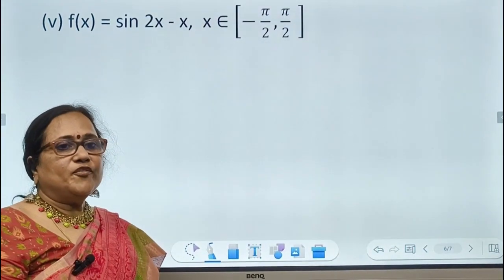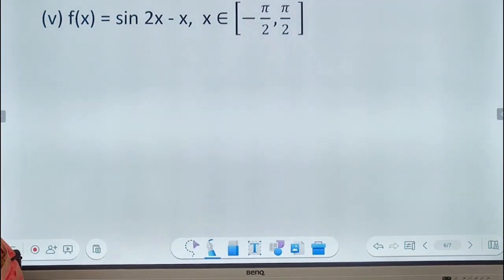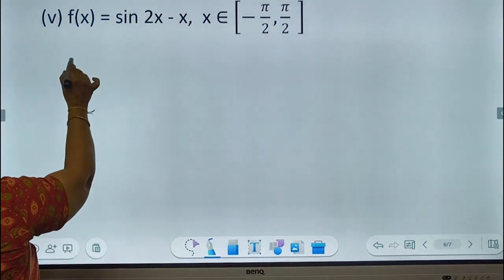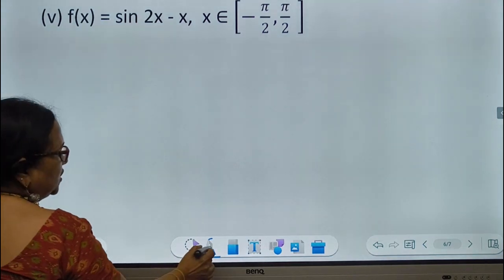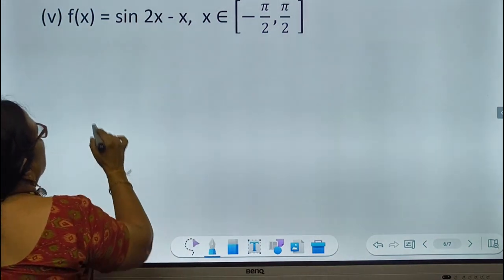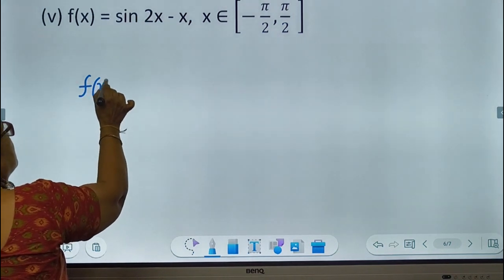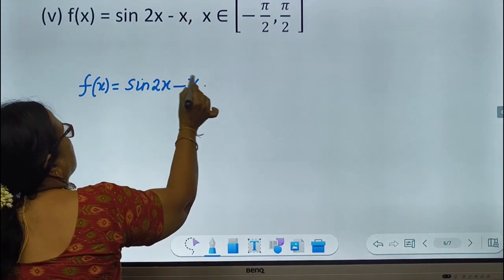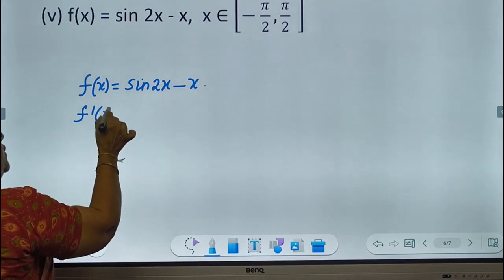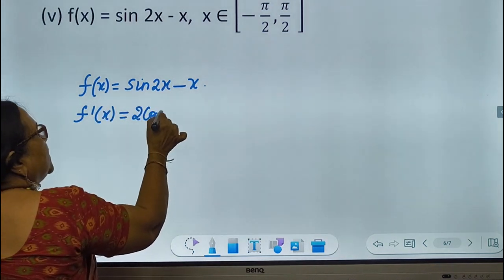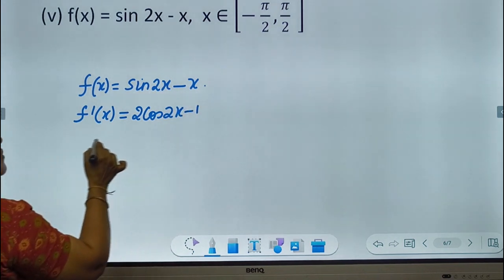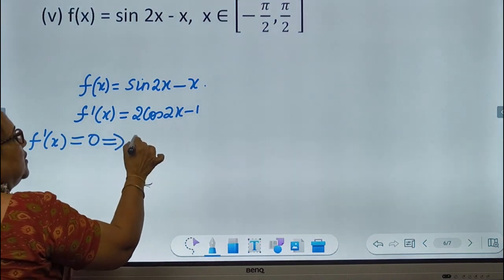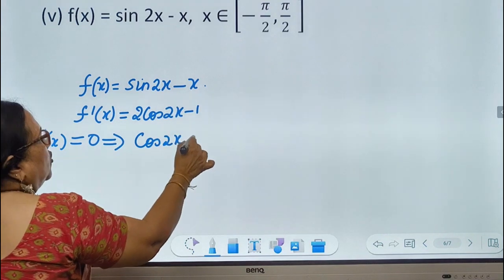Now consider f of x equal to sine 2x minus x, where x belongs to minus pi by 2 comma pi by 2. What will be f dash of x is what we are going to see. Now f of x is sine 2x minus x. So f dash of x will be 2 cos 2x minus 1. f dash of x equal to 0 implies cos 2x equal to half.